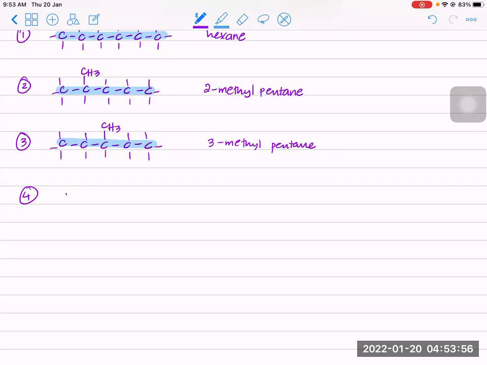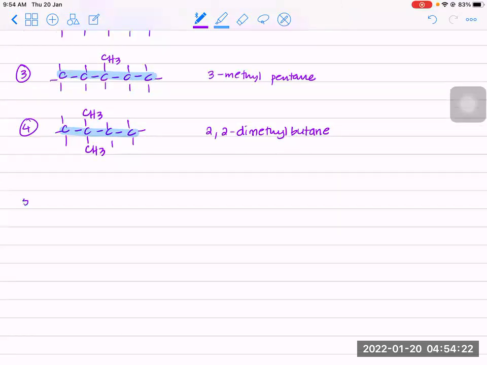Now you further shorten the chain. Make a chain of 4. Now you've got to put 2 more carbons, but you can't put them here. What you can do is put them both here. A CH3 here, a CH3 here. Main chain is now 4 carbons, and this will be 2,2-dimethylbutane.